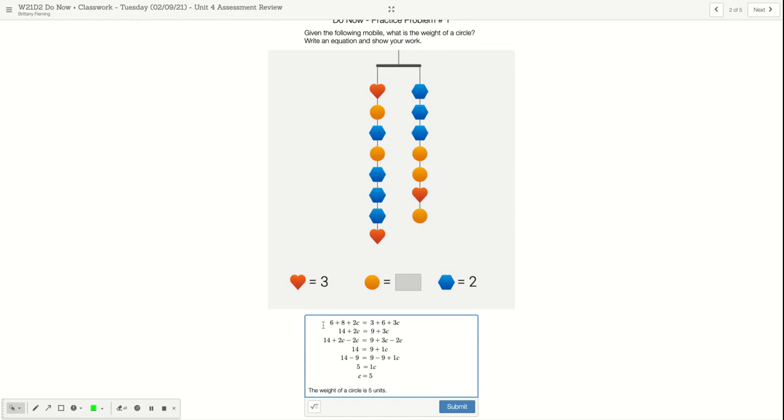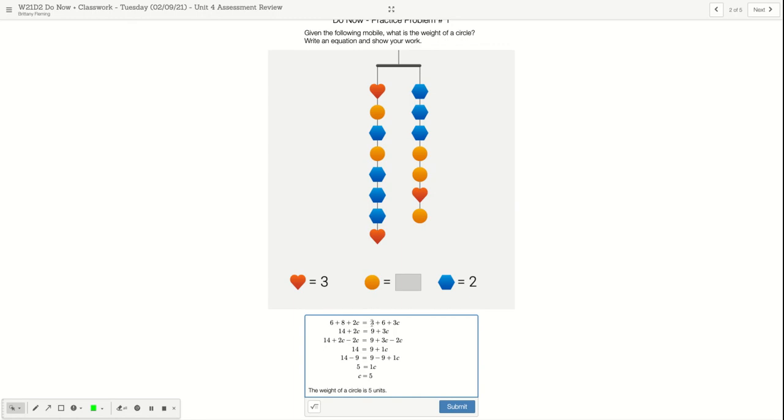So on the left side of my mobile, the heart, I have 2, so I wrote 6 because 2 times 3 is 6. And then for my hexagons, I wrote 8 because 2, 4, 6, 8. I have 4 hexagons, so the weight is going to be 8. And then I had 2 circles. I don't know the weight of the circles, so I wrote 2 times C for the weight of the circles.